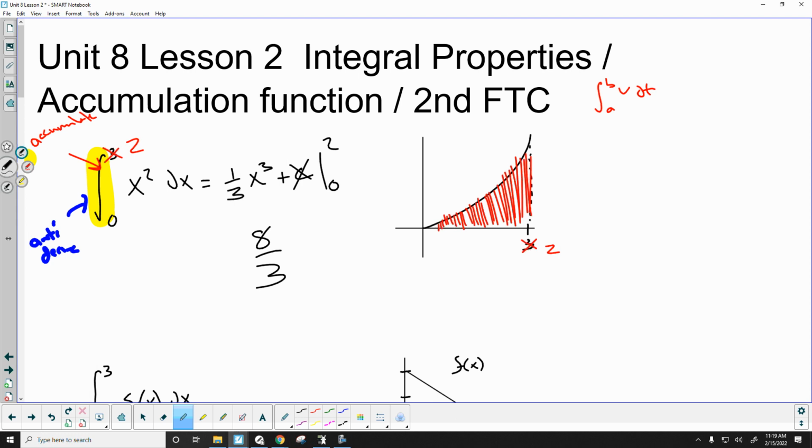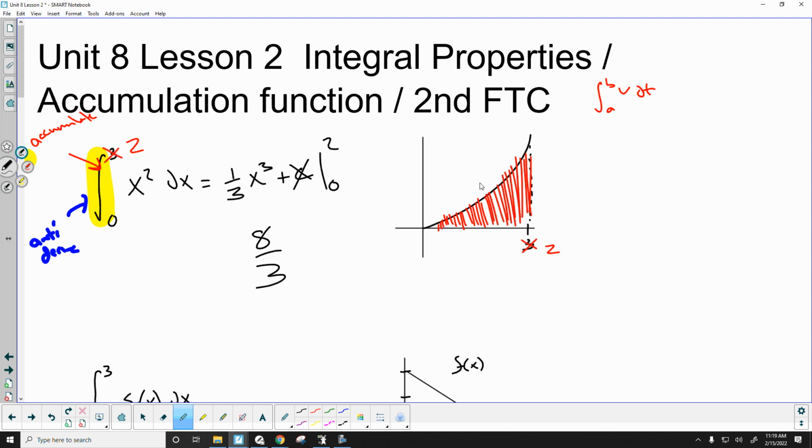The answer is 2.666667, which is just 8/3. Okay? Now, what did we just get, this 8/3? Yes, it's the accumulation of x squared.